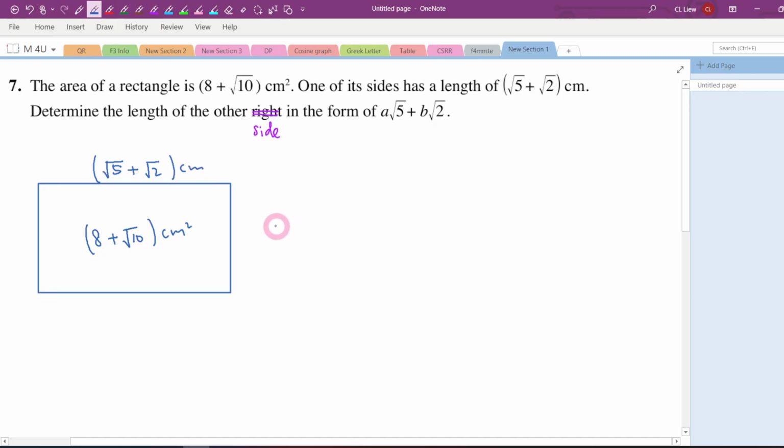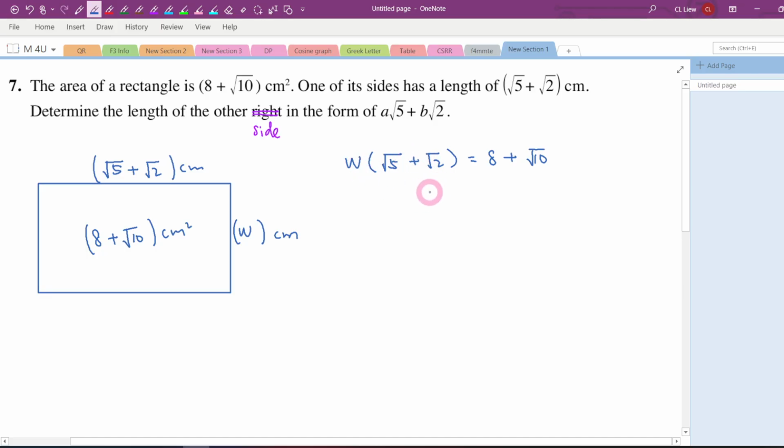And then I'll try to think, how do we get the area of a rectangle? We take the length times the width, then we get the area, right? So write an equation for it. I don't know this side, so let's say it is W centimeters. So W multiplied by this, you get the area, which is given by the question, 8 plus square root of 10. Now, this is W times this one.